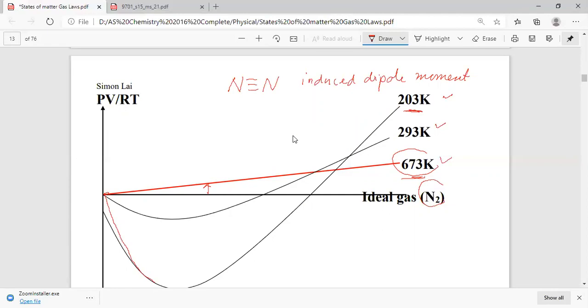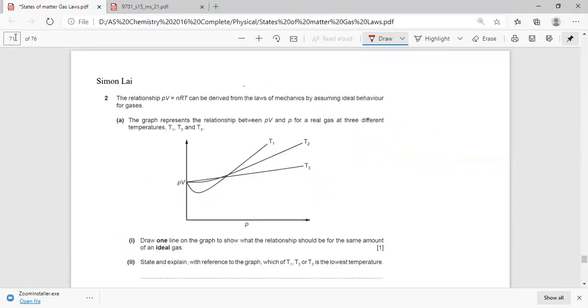Now, there's a question that is about here. Let me show you the question. I just got it here. I want to do it later, but okay, I think page 71. Let's wait for it. Okay, now this is a quick question here.